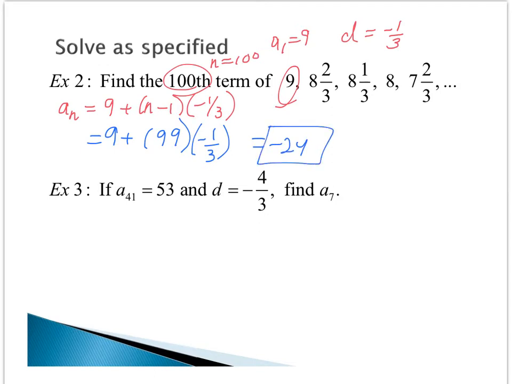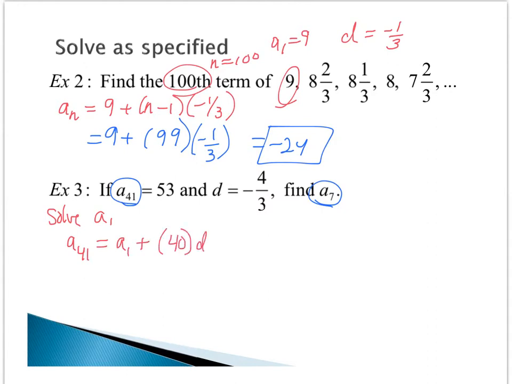Looking at example 3, here I know the 41st term, and I want to find my 7th term. I said a minute ago to solve for any term, we need to know our first term and our d. And in this problem, I don't know my first term. I only know my 41st term. So what I'm going to do is solve for a1. I'm going to say that I know my 41st term is equal to my first term plus 40 differences. Remember, the 40 comes from being n minus 1.